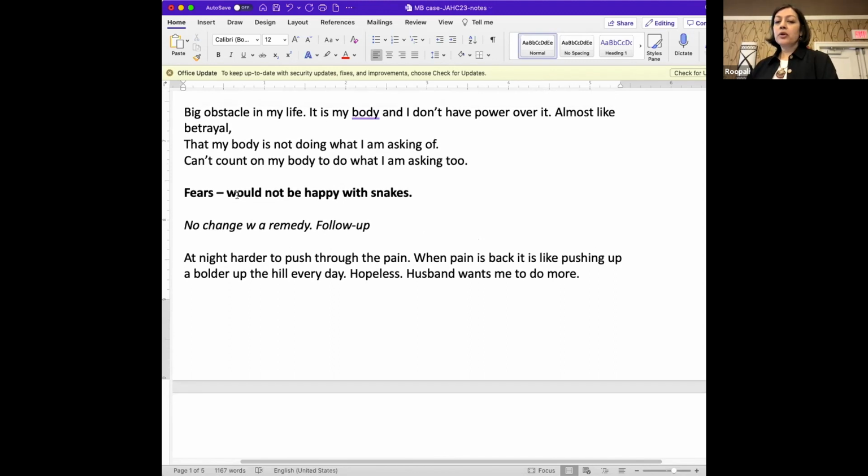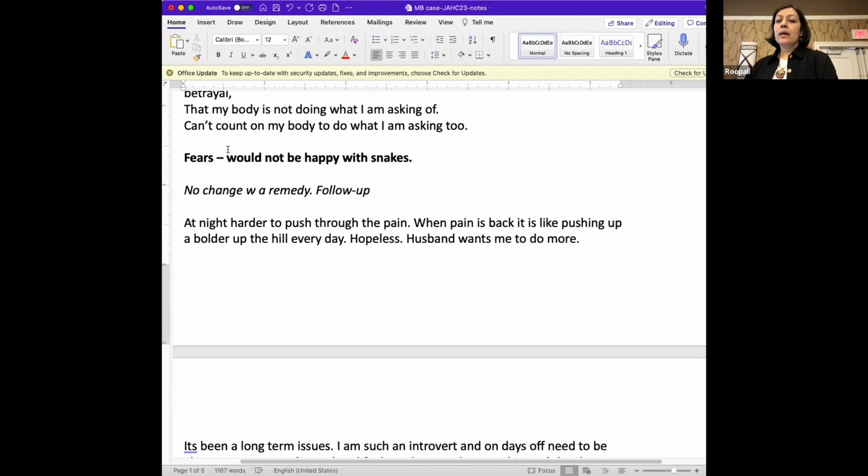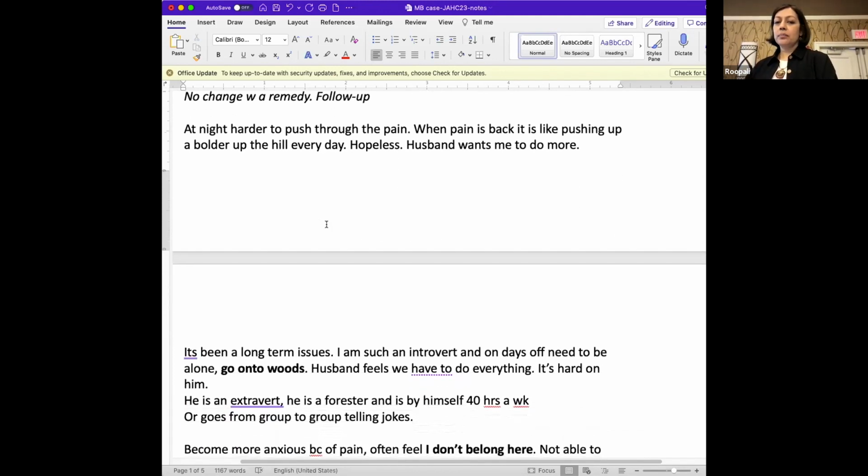And she was asked about her fears, and she said, I would not be happy with snakes. So in the South also, there are a lot more snakes than we see in the Northern US. So this is part of the landscape. And she was given a remedy. There was no change. Then there was a follow-up.